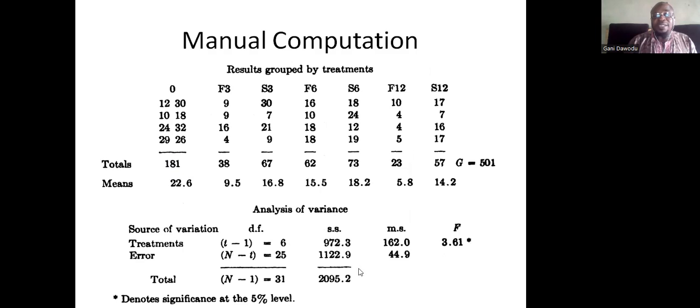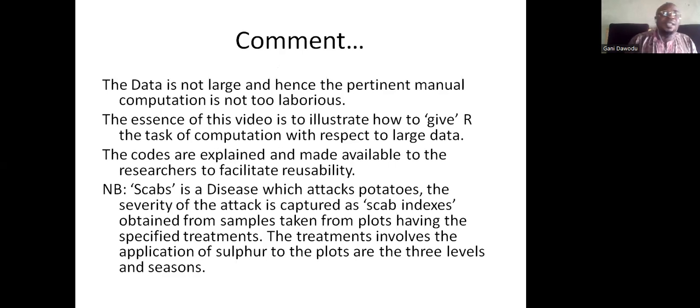Then you go about getting the analysis of variance. You probably will be told that it's significant at 5% level. As such, what next? That's probably the farthest you go when you want to do manual computation. Comment: this particular data is not too large, and hence manual computation may not be too laborious. However, with respect to this video, I intend to tell you how to give the task to R.